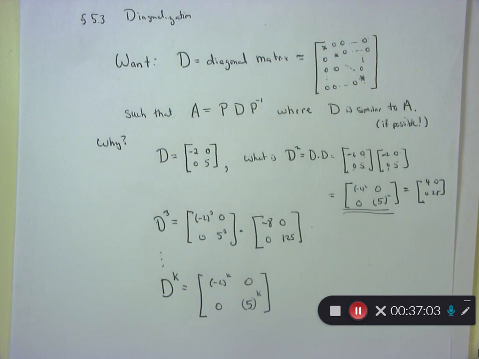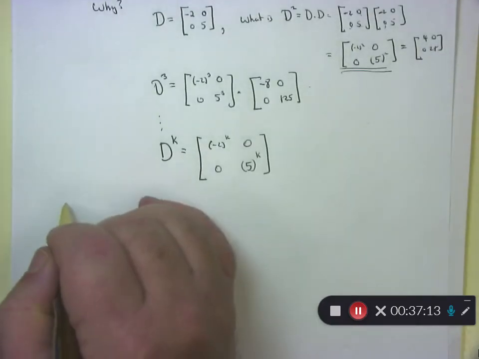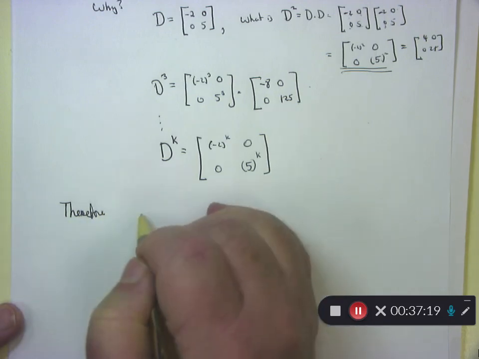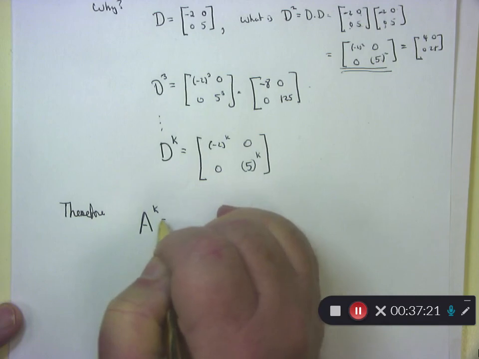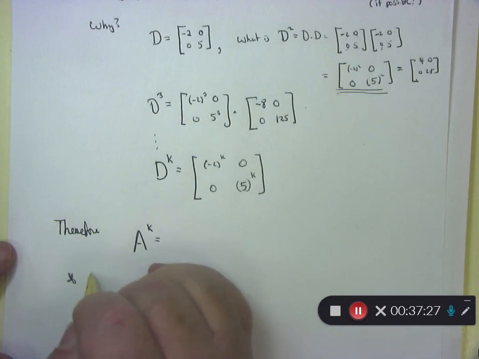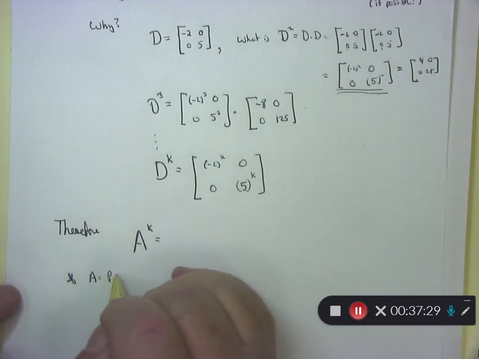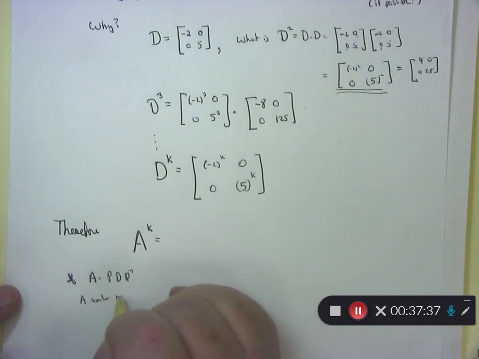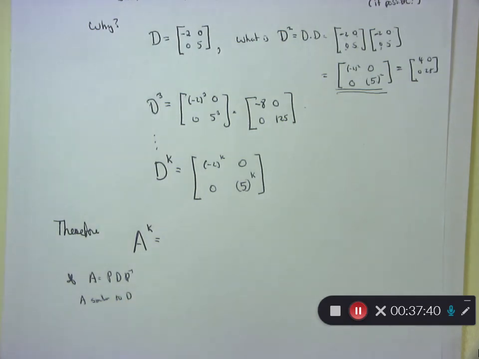Now, from a computer science perspective, here's the deal. If I got a diagonal matrix, yeah, it's sweet. I can power up that sucker by just powering up the diagonals. But that's not what I got. What I got here is this. Therefore, A to the k, what would that be equal to? Well, if A is similar to a diagonal matrix, A is equal to P, D, P inverse.